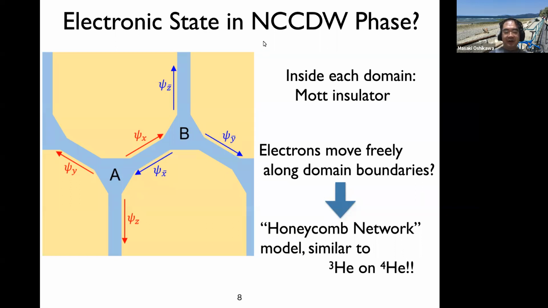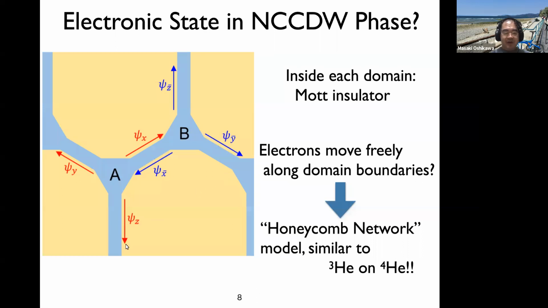So we want to understand how the electrons are flowing in this NCCW phase. And this is our model. Within each domain, as I said, the ordering pattern is like a CDW phase, and the CDW phase is basically an insulator, so it's not conducting. So the natural guess is that the electrons are conducting along these domain boundaries.